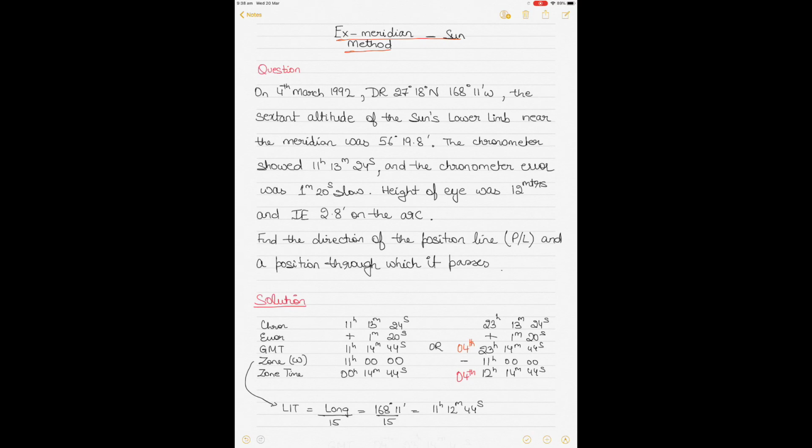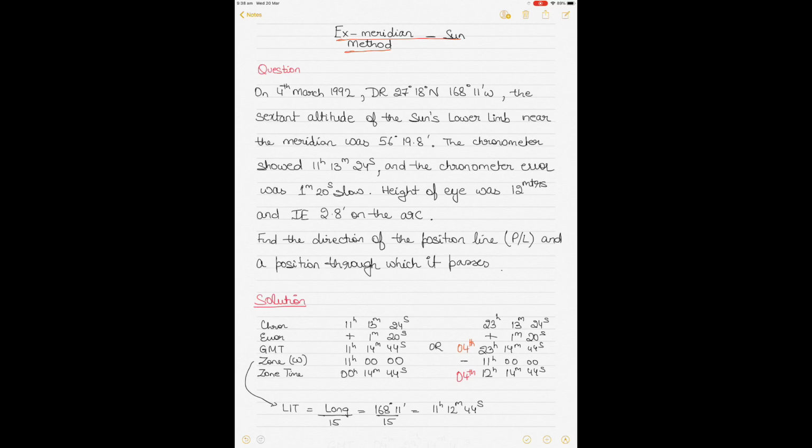But this video is only about using Sun's altitude as the celestial body to calculate the observed latitude using the Ex-meridian method. Now, Ex-meridian method is when the body is not exactly on the meridian; it is very close to the meridian. So in my previous videos you must have seen the meridian passage, the Marpas method, which talks about the body being exactly on the observer's celestial meridian. But Ex-meridian is when the body is very close to the meridian.